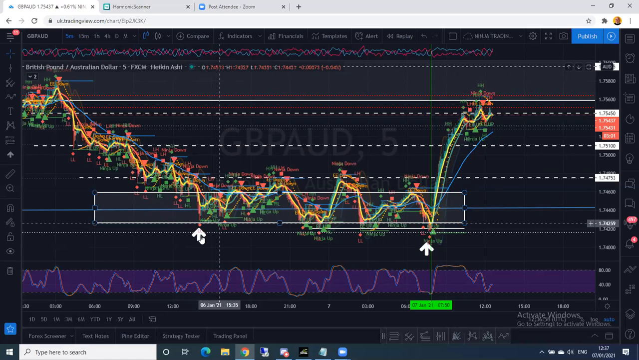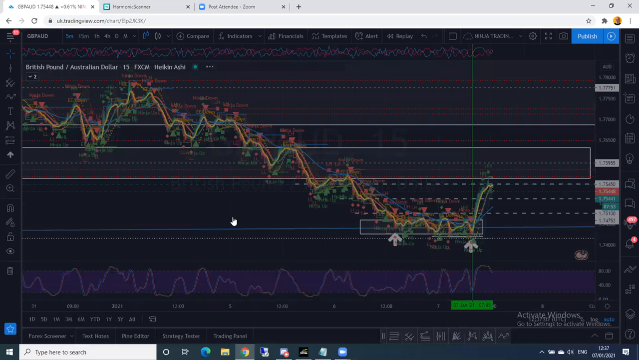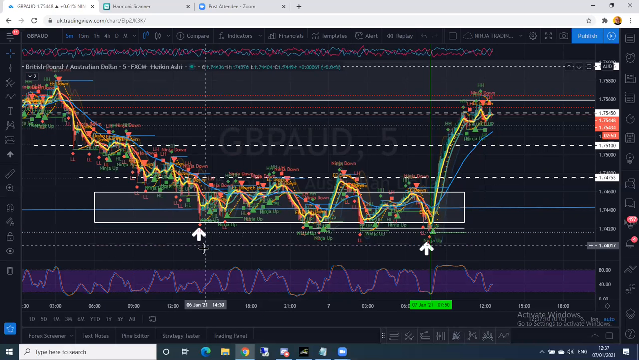We had the stochastic down low on the 5 minute. It was down low on the 15 minute. In fact, I ought to have marked that up. Sorry, 2 seconds. I'm going to throw a line on there. So at the crossover there.